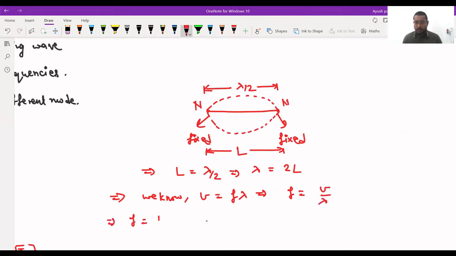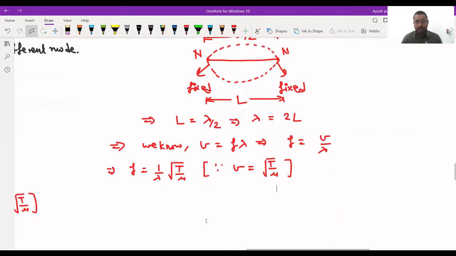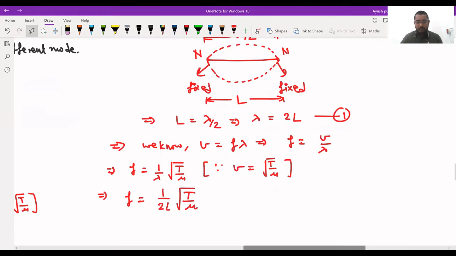So f is equal to 1 upon lambda times v, and v can be written as root T upon mu. We again know the formula of wave on the string, that is v is equal to root T upon mu, where T is the tension and mu is the linear mass density. Now I am calling this equation 1, that is lambda is equal to 2L. So from equation 1, I can put the value of lambda here, that is 1 upon 2L root T upon mu. Now let's move to the original slide.